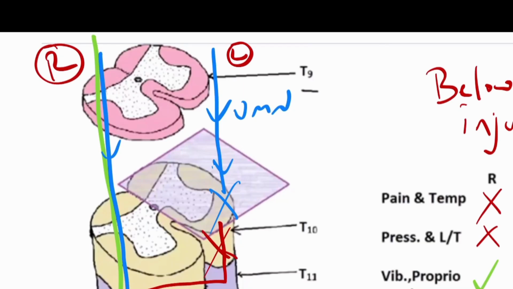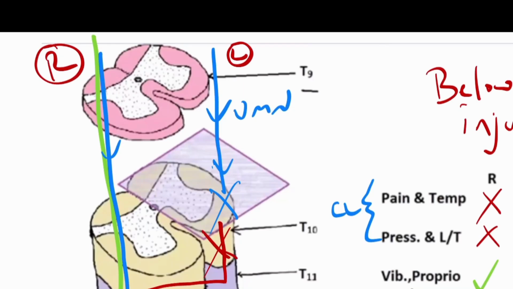So if you look, these two are contralateral issues. The injury is on the left, but they have problems on the right. And it has to do with where they cross over again.